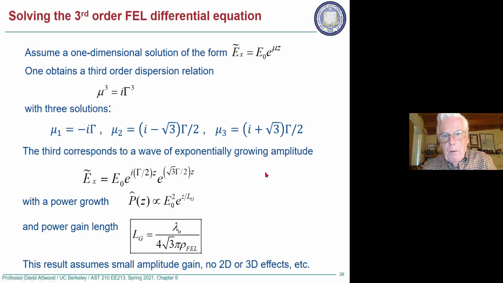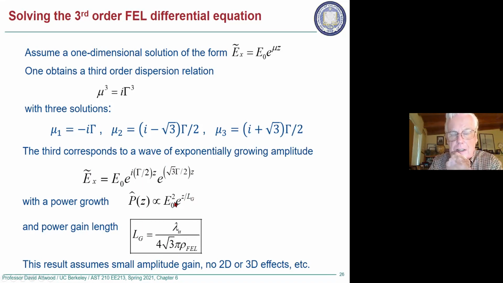So if we put that in, we have then that our complex electric field has this oscillatory part to it with z, and it has an exponential growth. So if this is electric field, we could say power is proportional to this squared. And therefore, these things squared. But we're going to replace this by a gain length. And if you just square this, you'll find that this gain length is shown here.